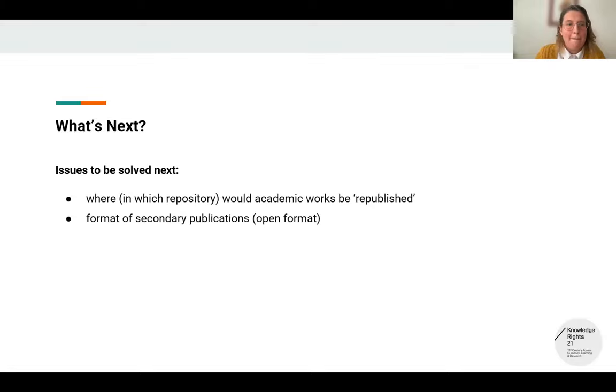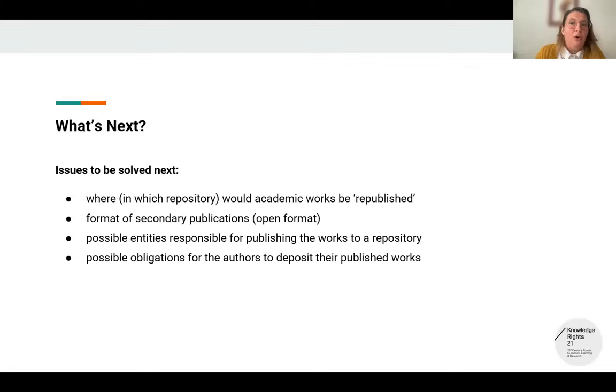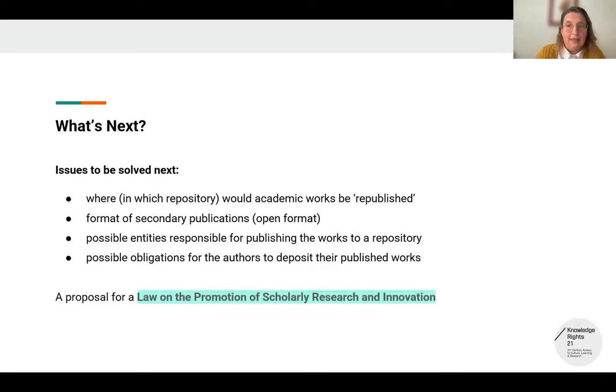What's next? So, apart from the ownership over academic works in an employment setting, which is an issue in my opinion, another issue that would require further detail is the practical implementation of the new SPR mechanism. During the public consultations of the proposed amendment, a number of stakeholders such as research and educational institutions raised questions as to where, meaning in which repository, and how would academic works be republished. So in my view, all these issues are not of copyright nature and should be dealt with separately.